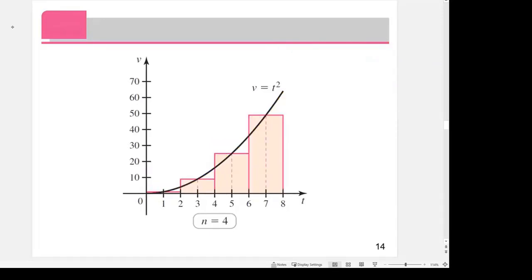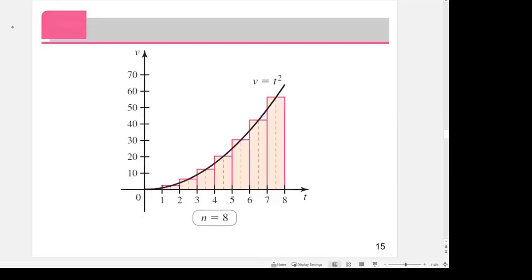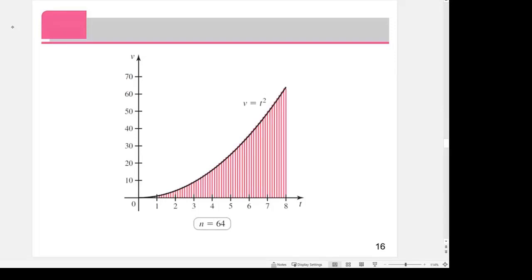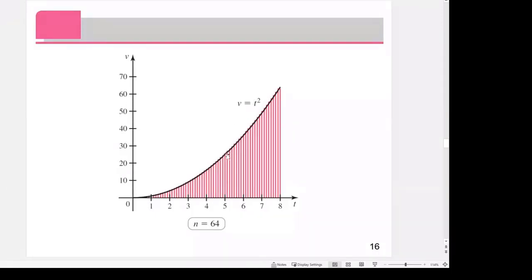Now, if I make 4 rectangles, it's getting a little better. I mean, this is a closer estimate of my average. And if I made 8 rectangles, it's even better. It's even a closer representation of the area under the curve. And if I make 64, now notice how close this is. There's a little bit above, but I think it's clear that this is the better estimate.